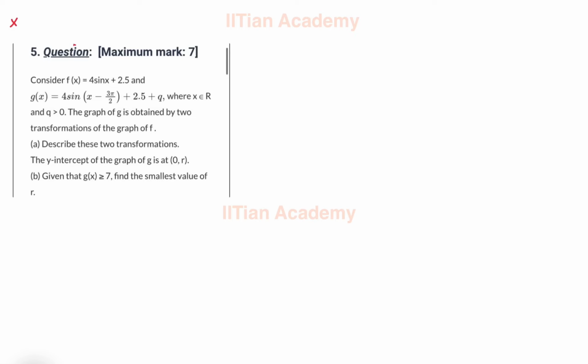Hello friends. So we have a question on trigonometry, and we also have to use the concepts of plotting a graph and then transforming that graph into another graph. So we have been given a function f(x) which is 4 sin x + 2.5, and then we are also given another function g(x) which is similar to f(x) but with slight variation.